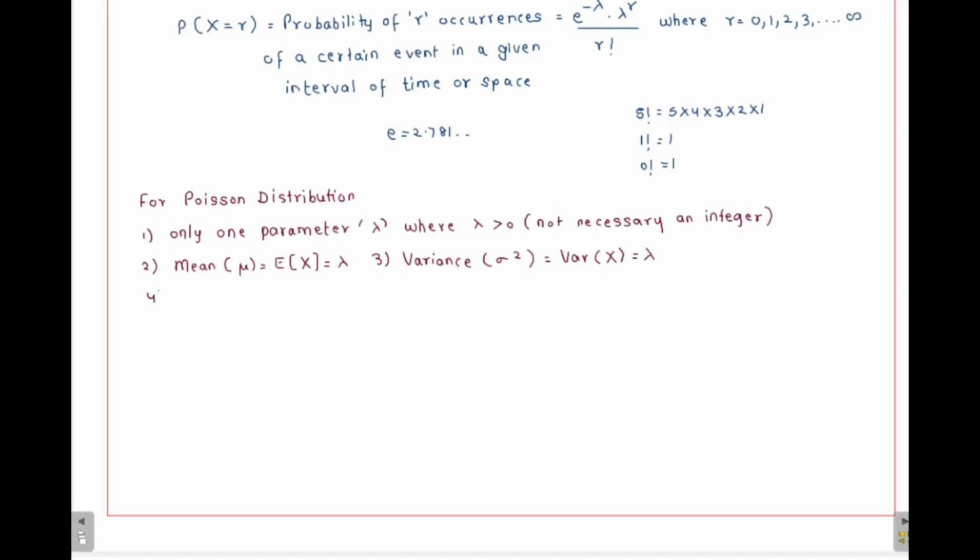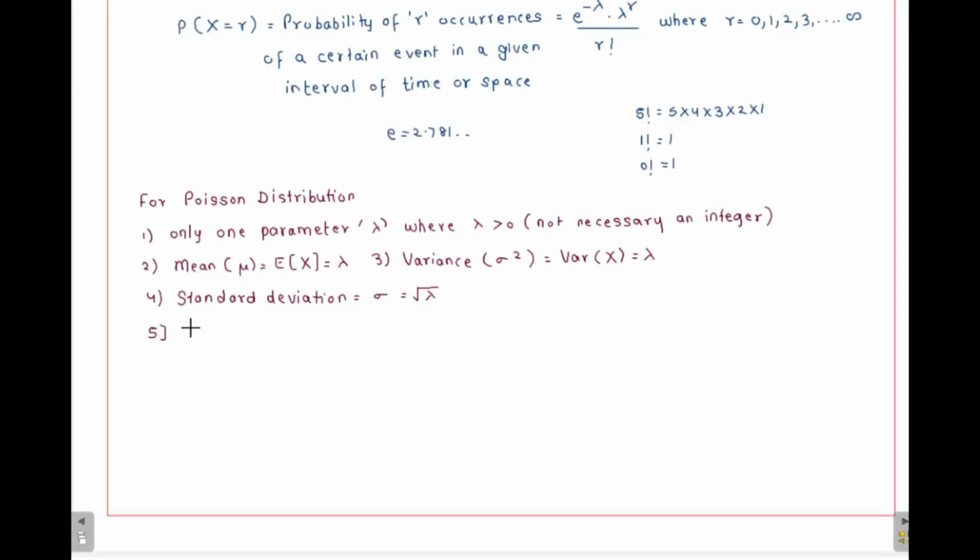Then there is the standard deviation. If the variance is lambda, then what will the standard deviation be? The standard deviation will be the positive square root of the variance. So the standard deviation, sigma, is equal to the square root of lambda.